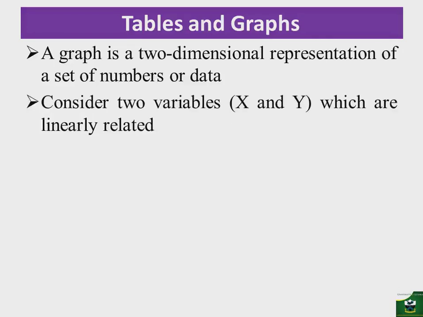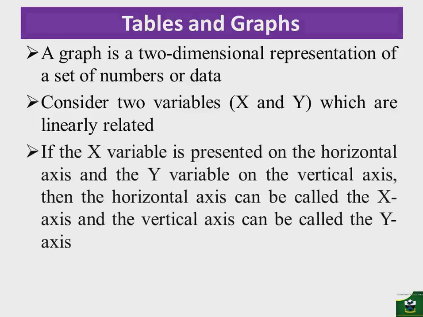Okay, so let's consider two variables, x and y, which are linearly related. If the x variable is presented on the horizontal axis and the y variable on the vertical axis, then the horizontal axis is called the x-axis and the vertical axis is called the y-axis. We use x and y because these are the variables we are using. If you were looking at price and quantity, and you put P on the vertical and Q on the horizontal, then the horizontal will be called the Q-axis and the vertical the P-axis. But in simple mathematics, we keep it as x and y.